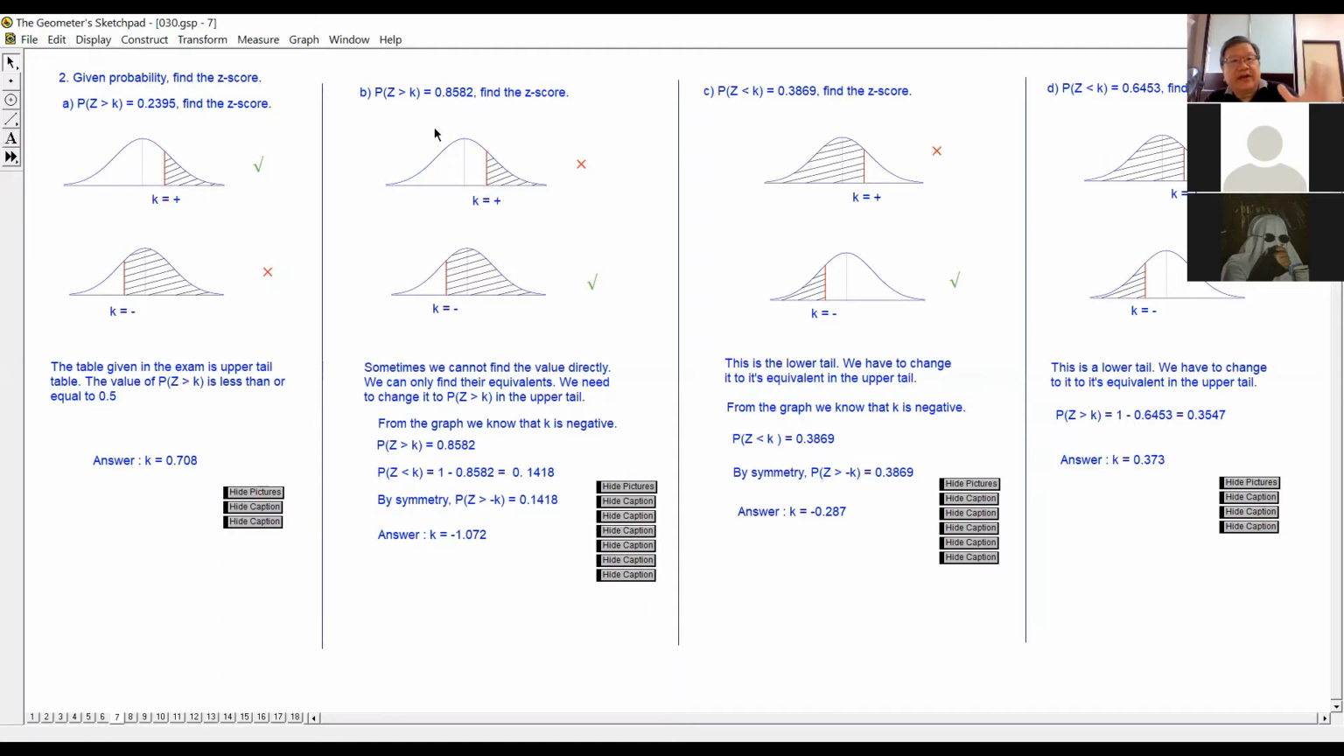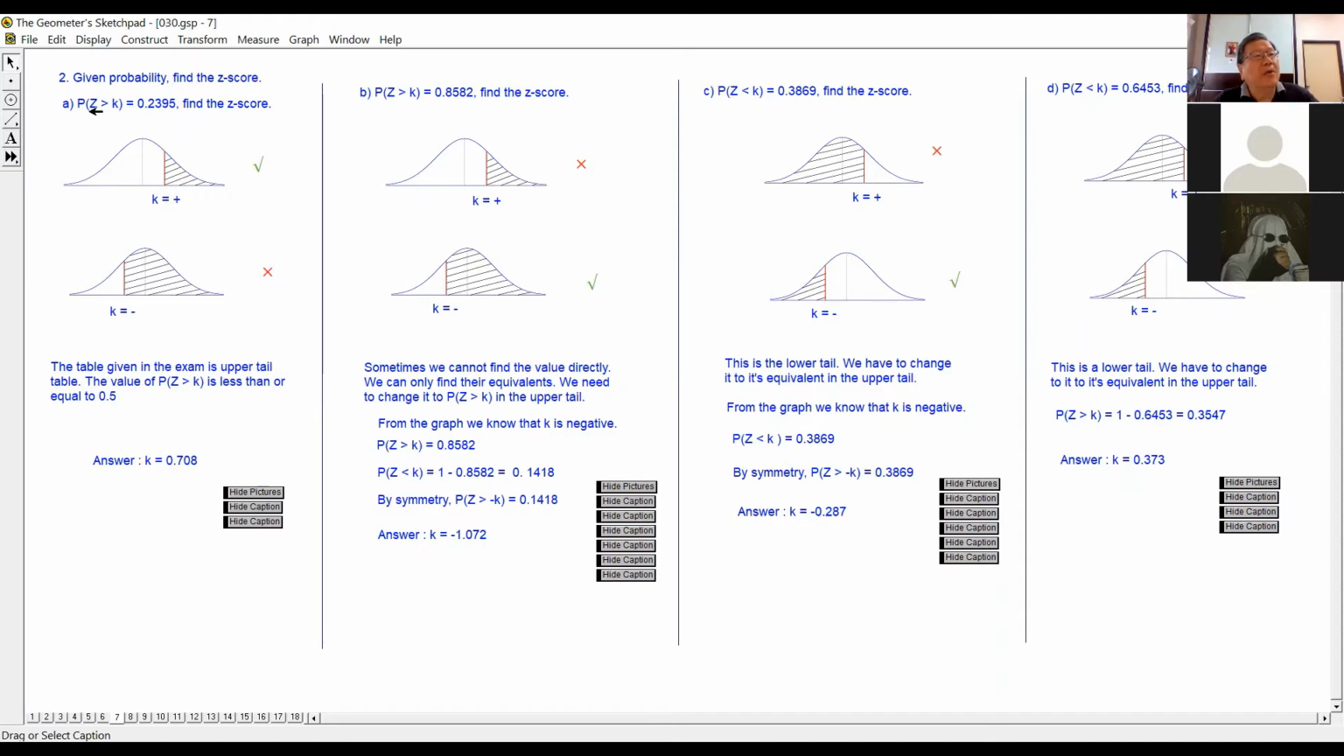If the z-score is greater than k, we have two types of problem. One, probability greater than 0.5. Another one, probability less than 0.5. If the probability of z less than k, we have two types of problem. The probability is less than 0.5 or the probability is greater than 0.5. So I need to go through question A with you. There are four types of problem. Go through again, right? Okay.